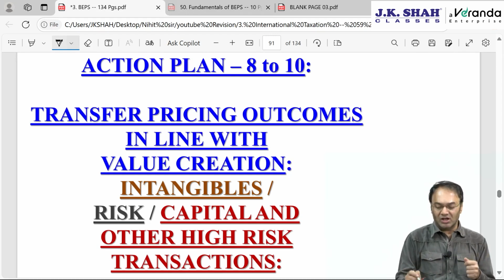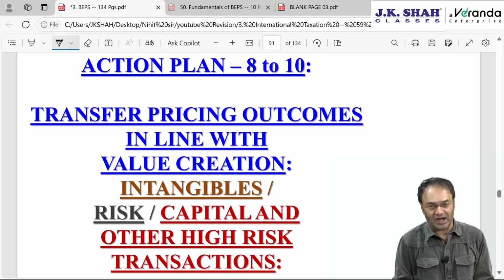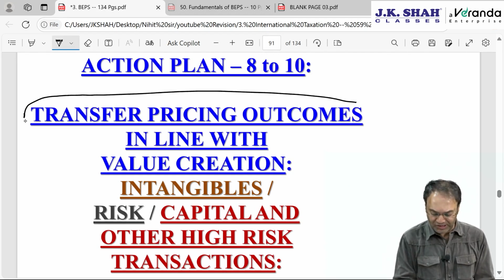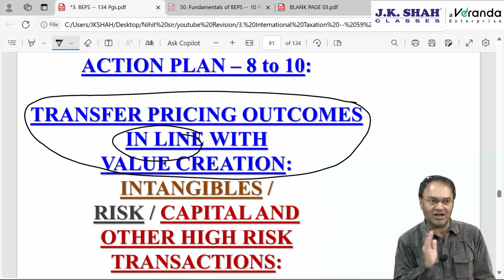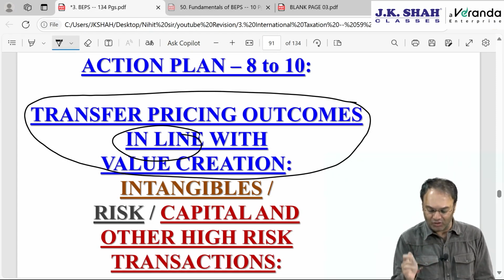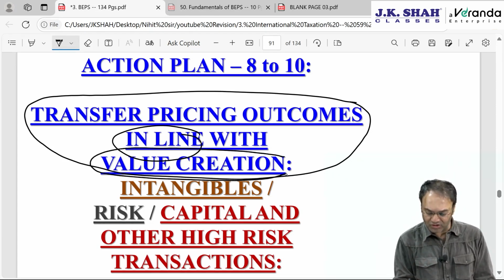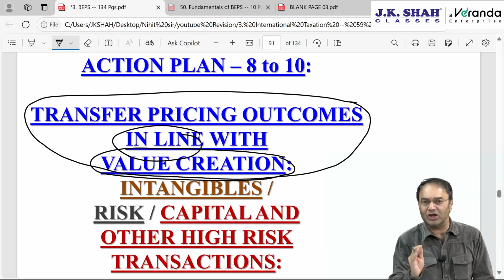8 years are done. Action plans 8 to 10 are titled transfer pricing outcomes in line with value creation. In line with means in alignment with, at par with, at the same wavelength as value creation. Value creation means value adding activity. Here there are three types of items covered, or three types of value adding economic activity.